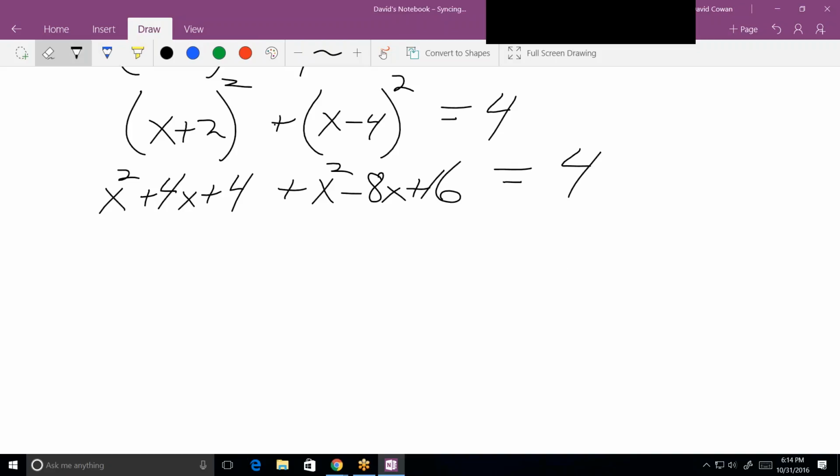Now, let's finish this problem. How many total x squareds do we have? 2. How many total x's do we have?